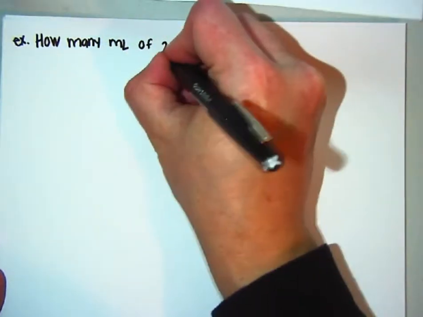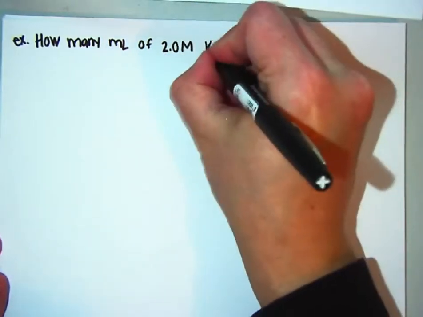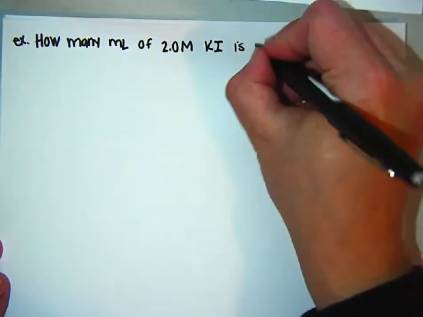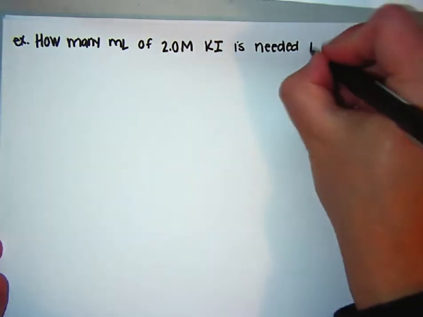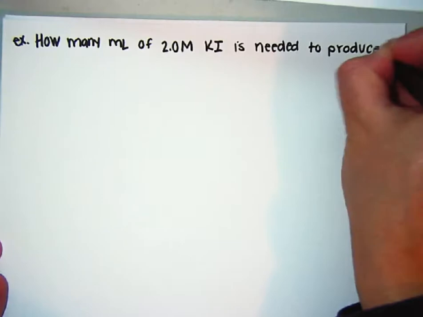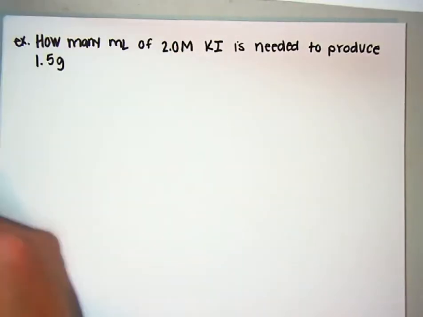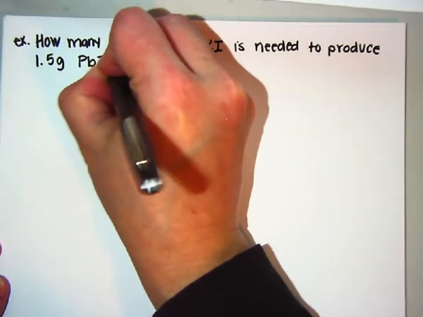Liters of 2.0 molar KI is needed to produce 1.5 grams lead 2 iodide.